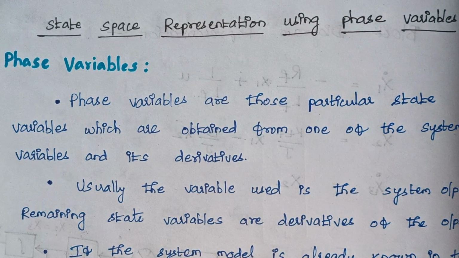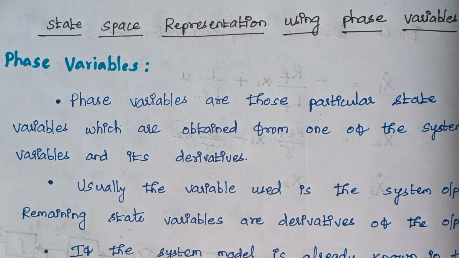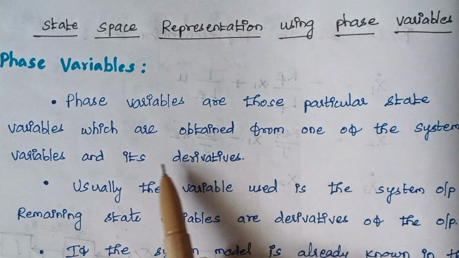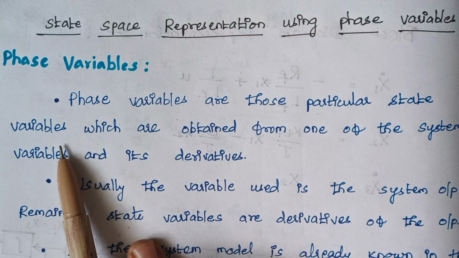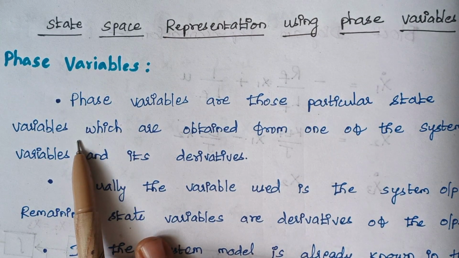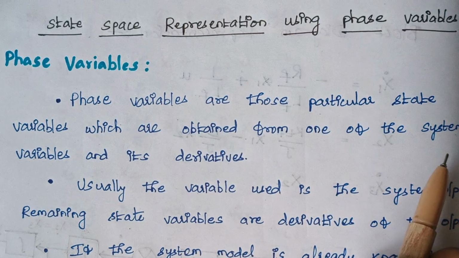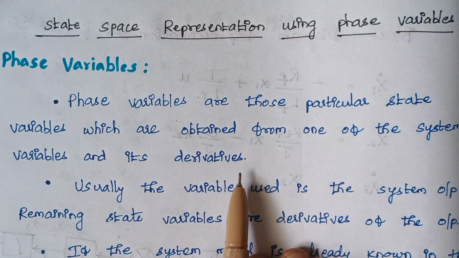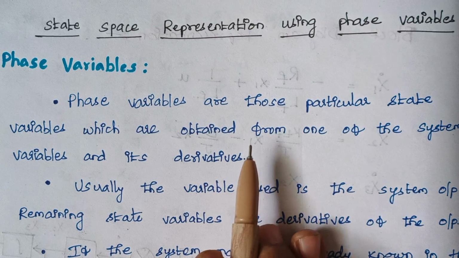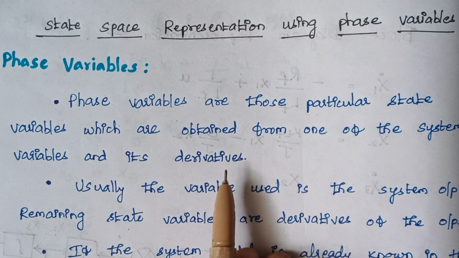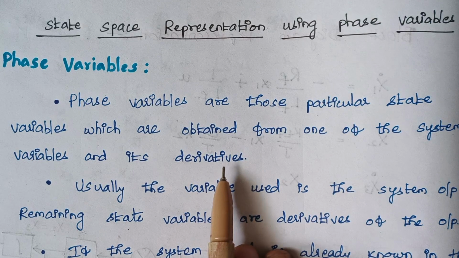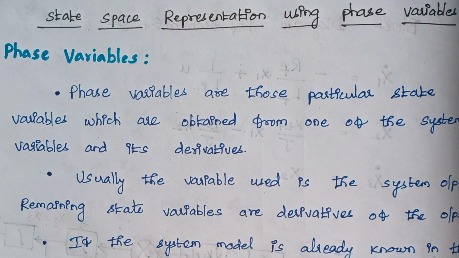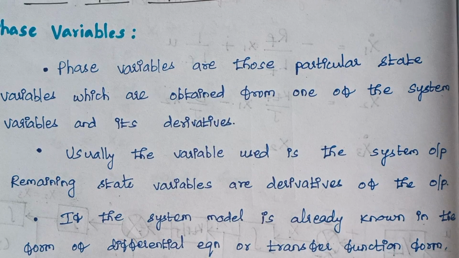So as we all know what is meant by state space representation, right? Here the phase variables are nothing but particular state variables, right? And these state variables are obtained from the system variables and their derivatives. That is, phase variables are nothing but state variables, and those state variables we get from the system variables and the respective derivatives, right? Now, usually the state variable used is the system output.